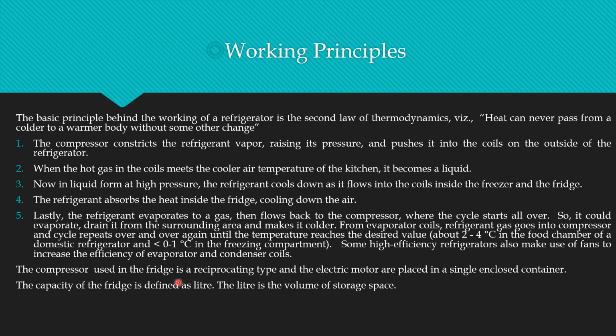The compressor used in the fridge is a refrigerant type, and the electric motor, both connected and placed in a single enclosed container, is called a monoblock compressor. The capacity of the fridge is defined in liters. The liter is the volume of the storage space inside the fridge. It is called the storage capacity, like 245 liters, 300 liters. That is the fridge capacity, which is mentioned in the domestic fridge.